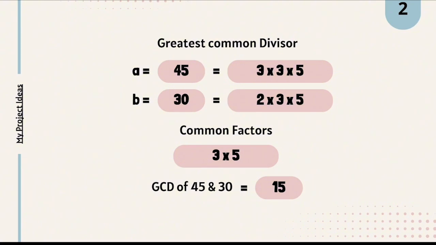What is GCD? Suppose a number A is 45 and a number B is 30. So the factors of 45, if you prime factorize 45, are 3 multiplied by 3 multiplied by 5. If you prime factorize 30, you get 2 into 3 into 5. So the common factors here are 3 into 5. Multiplying them, you get 15. Easy peasy.